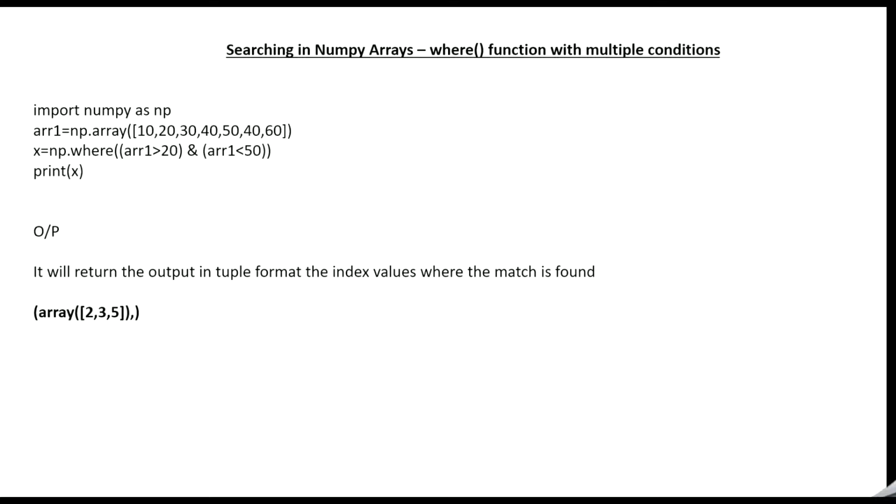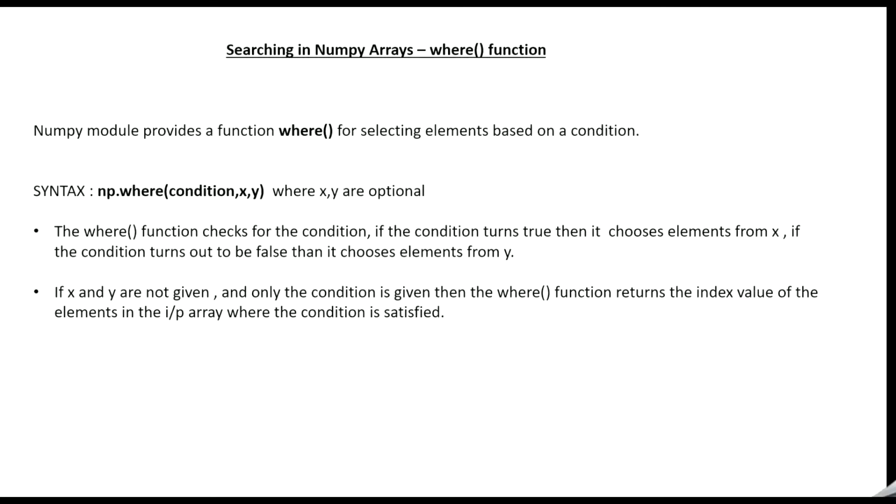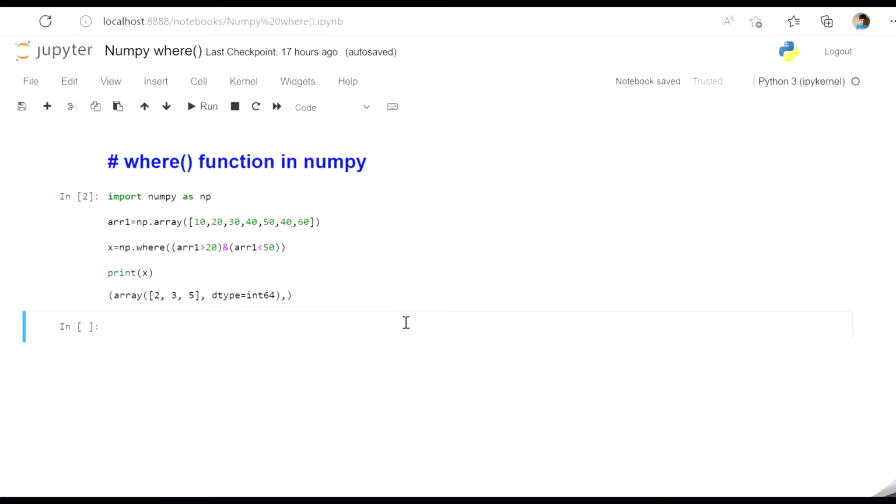So that was what we saw if x and y are not given and only the condition is given. If only the condition is given, then the where function returns the index value of the elements in the input array where the condition is satisfied. So hope it was clear for you, friends.